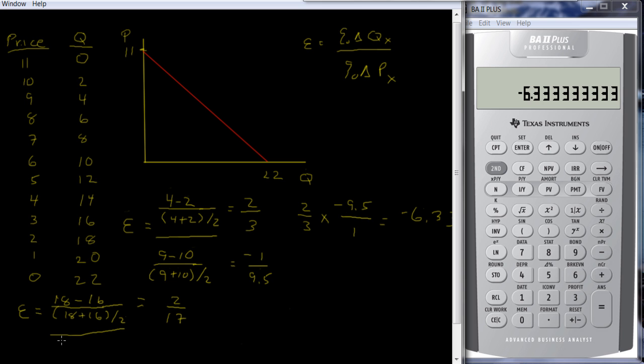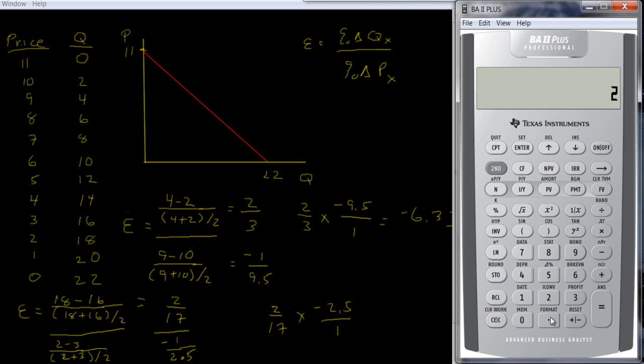And how about in the denominator? Here we're going to have 2 minus 3 divided by 2 plus 3 divided by 2. And that's going to be equal to minus 1 over 2.5. And again, to solve this, we can just invert and multiply, so we can have 2 over 17 times negative 2.5 over 1.